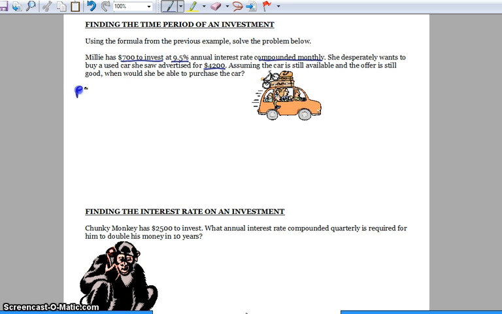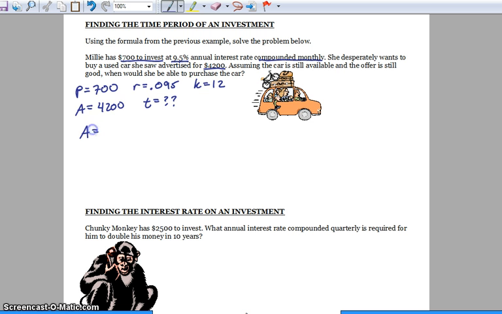So we have the principal amount. How much she's investing is $700. The interest rate that she's investing at is 0.095. Again, make sure you're writing that as a decimal. Compounded monthly is giving us the K value of 12. And we know that the amount that we're trying to get to is the $4,200. That's how much she needs to buy the car. What we're looking for is the time in years. So we're looking for how many years it's going to take her to build that up.